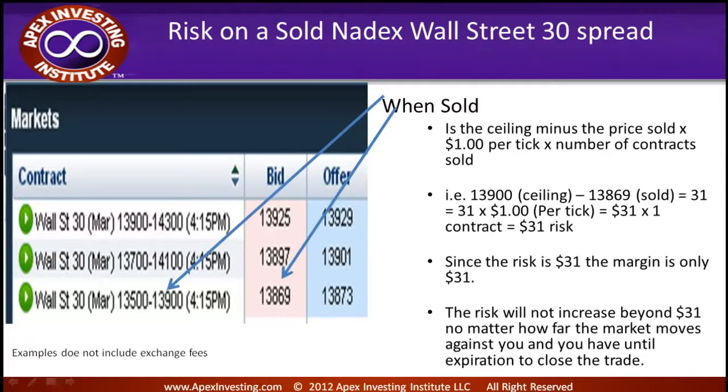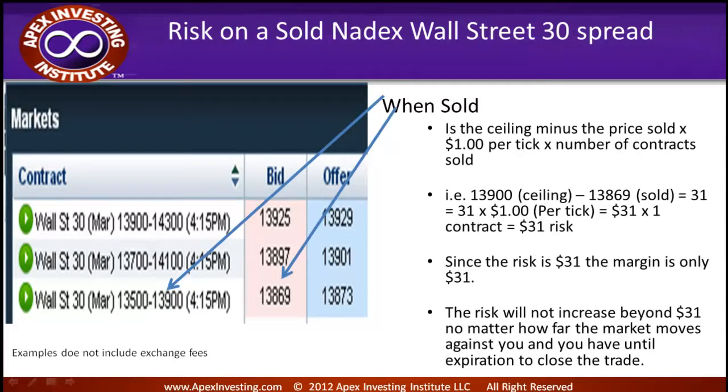So what if you thought the Dow was going to go down? Well, then you could sell the lower spread. So let's say we went in and sold the spread. To figure out our risk, we look at the ceiling of 13,900, because we can't lose any money above it, and we subtract that from our sold price of 13,869, and that gives us 31 ticks. At $1 per tick is $31. With one contract is $31 risk.